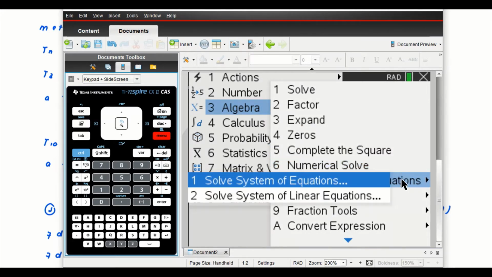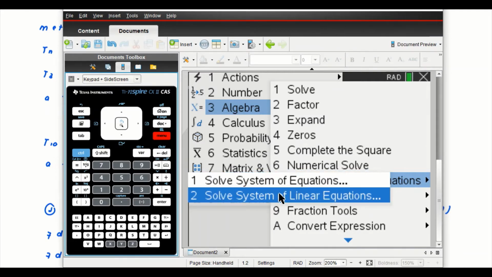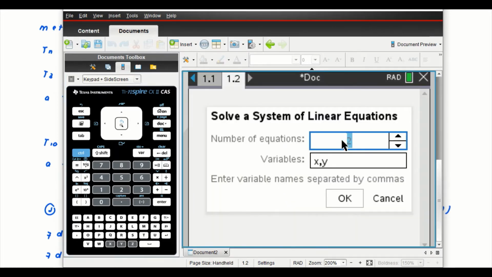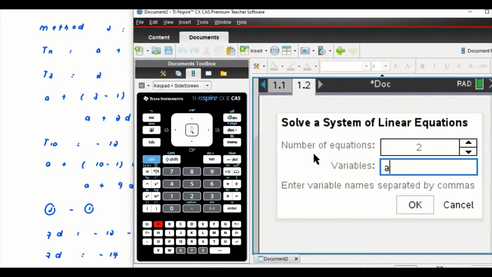So you can go to solve system of equation. I think both works, but in this case, if you already know that it's linear, which means that for all your variables there's no power, then you can use system of linear equation to solve. In this case, you have two variables, and the number of equations is also 2. The two variables that you have here are a and d. So you just put in a and d, then okay.